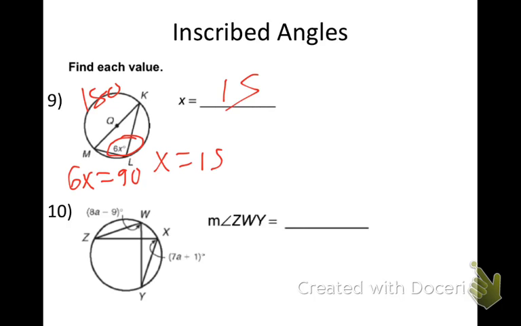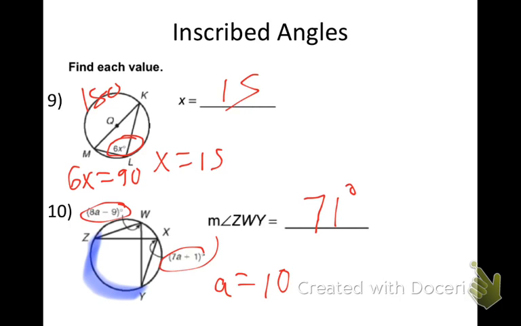Number 10. Johnny, what do you say? I got 71. It is 71 degrees. Because what does A equal, sir? A equals 10. A equals 10 because you set the angles equal to each other, because they share the same arc. Nice job.